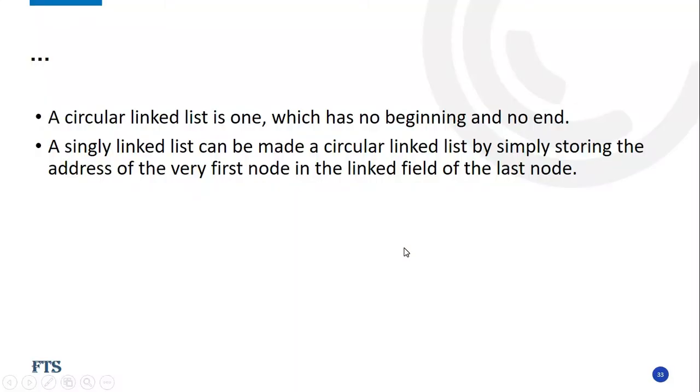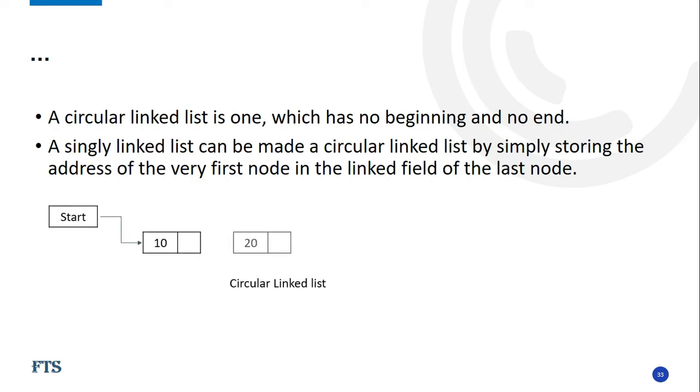Circular linked list. As its name implies, the elements are arranged in a circular fashion. A circular linked list has no beginning and no end. Single linked list and double linked list can be made a circular linked list. A single linked list can be made circular by simply storing the address of the very first node in the link field of the last node, next. This is a single linked list. To make it circular, this should store the address of 10 instead of null.